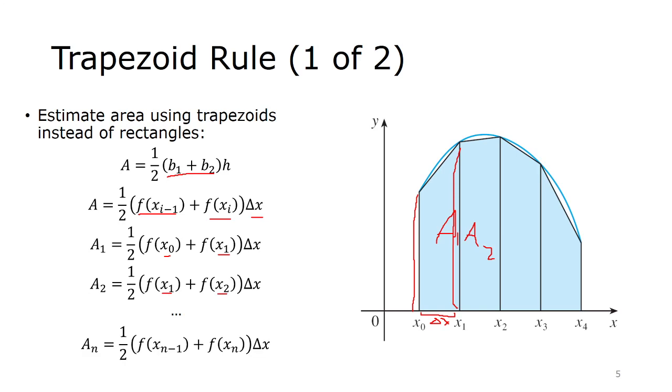The last one, x sub n, in this case x sub 4, would involve the function value of the previous x plus the function value of that one itself. So maybe you notice a pattern here. Some of these function values are being reused. In fact, all of the ones except for the first and last we will actually see twice when we're adding a bunch of these areas together in our sum.